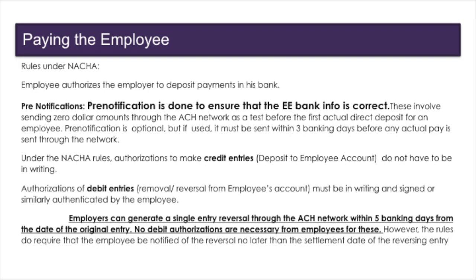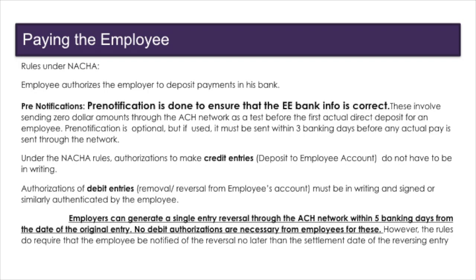Under the NACHA rules, authorizations to make credit entries, meaning deposits to the employee's account, do not have to be in writing. Authorizations of debit entries, debit meaning removal or reversal from the employee's account, must be in writing and signed or similarly authenticated by the employee.